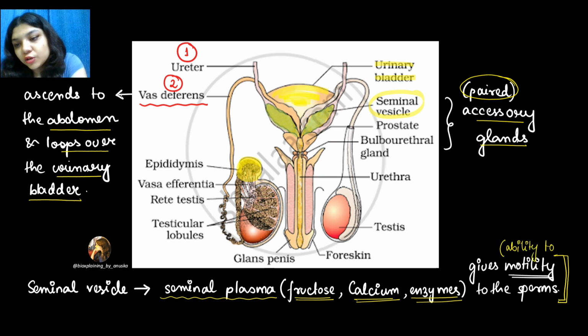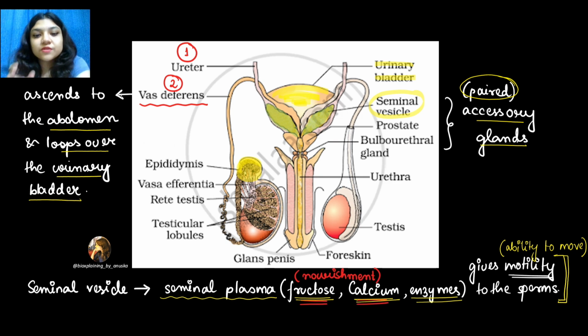Sperms need to swim through the female reproductive tract till it reaches the ovum, right? So that is why the sperms need to have motility. The seminal plasma helps to provide motility to the sperms. And ये जो fructose है, calcium है, what is the function of this? This fructose and calcium will help in the nourishment of the sperms.